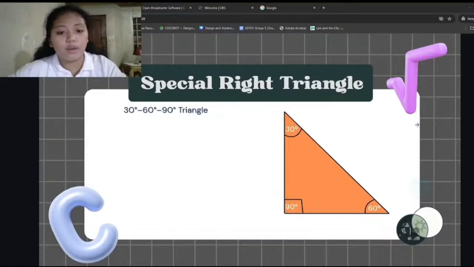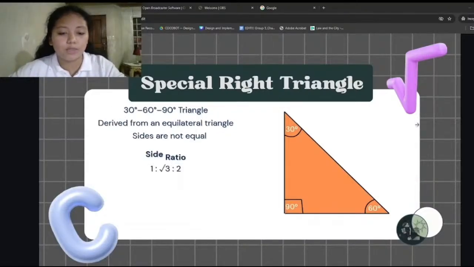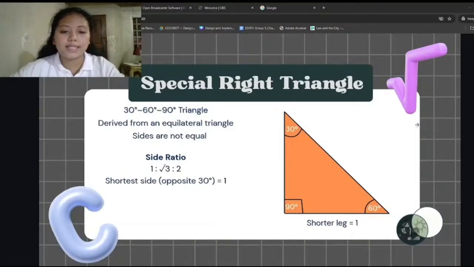We've mastered the 45-45-90 triangle. Now let's meet another special right triangle. This is the 30-60-90 triangle. This triangle is very common in word problems. Always start by identifying the side opposite the 30-degree angle, that's the shortest side.